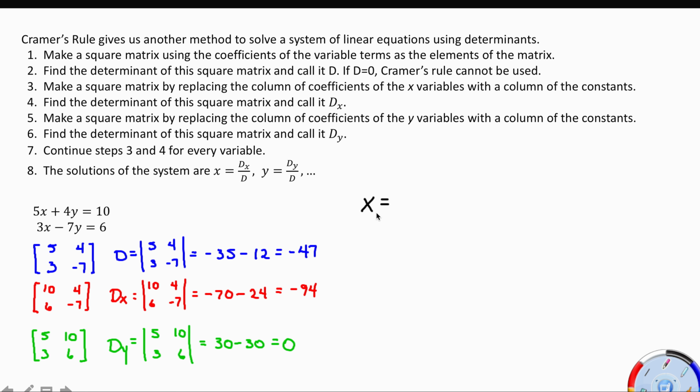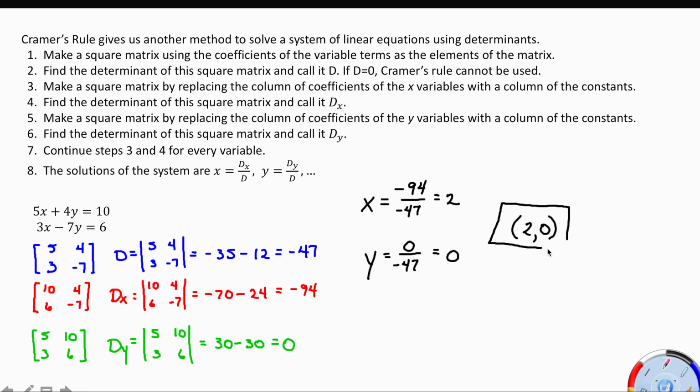Now, the reason we want these values is because the solutions to this system can be found with the x solution being d sub x over d. So negative 94 over negative 47, or 2. And y is d sub y over d, or 0. So there's my solution. X is 2, y is 0. So just another method to solve a system of equations.